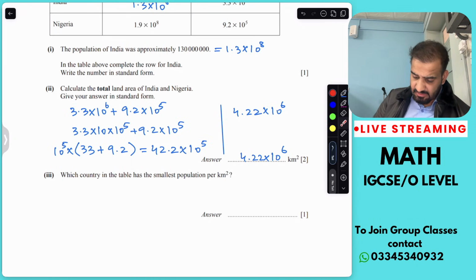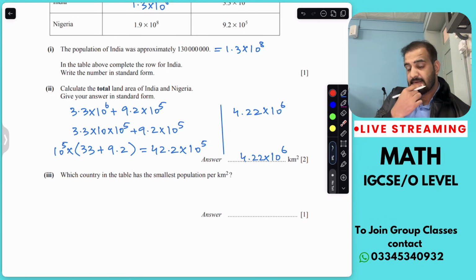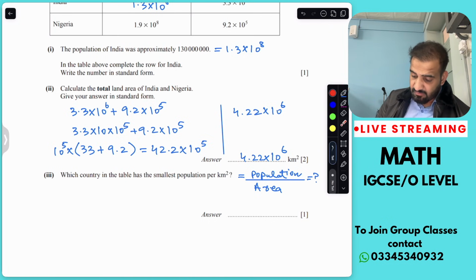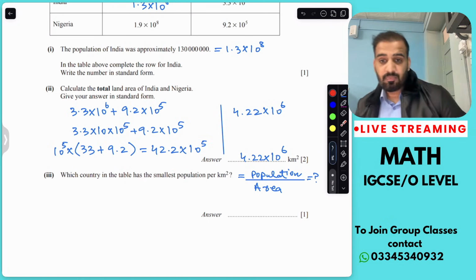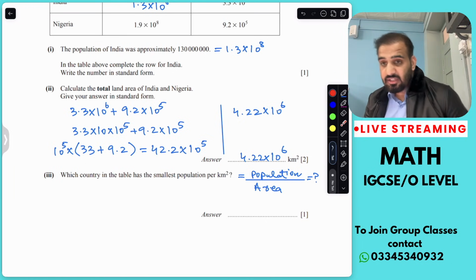Which country in the table has the smallest population per square kilometer? How to write that? It means you will divide population by the area. And whatever the answer, they are saying, whose answer will be the smallest? Who has the smallest answer? So calculator is not allowed.